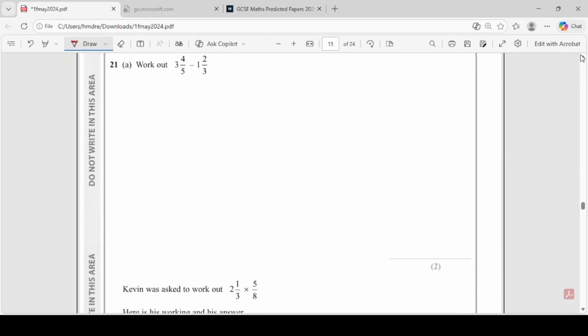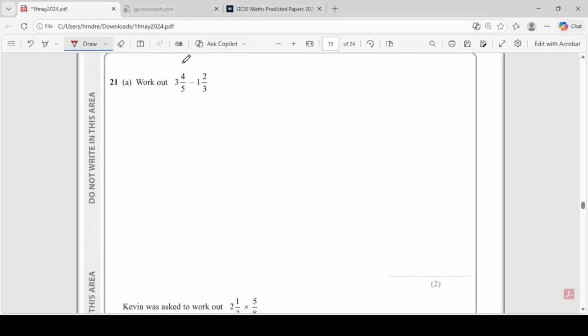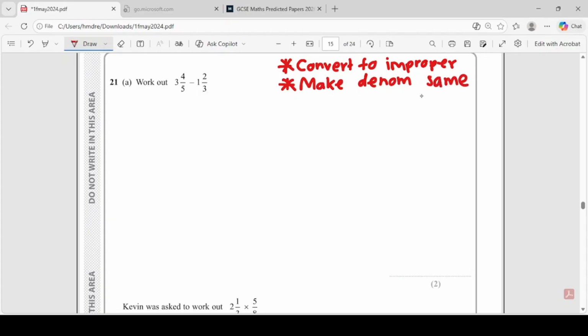Then we've got some fraction questions. So work out 3 and 4/5, take away 1 and 2/3. With a question like this, first of all, we always have to convert it to improper fractions. That is our first step. And then we need to make the bases the same or make the denominators the same because we can't subtract otherwise. So make the denominator, the bottom number, the same. So that is find equivalent fractions.